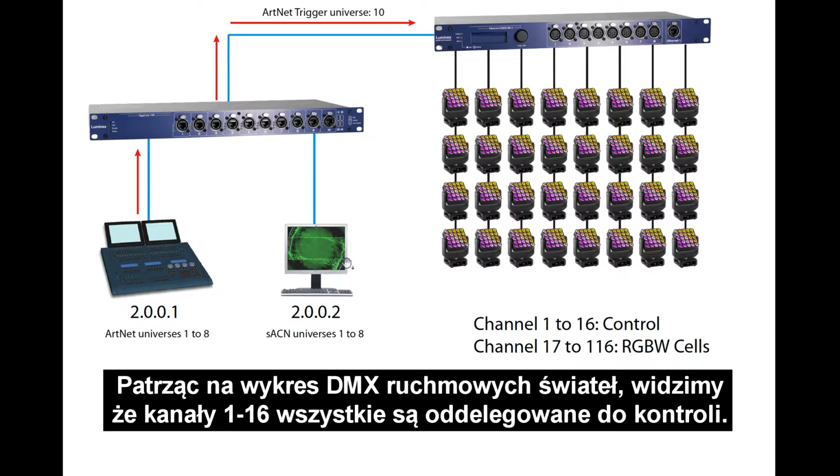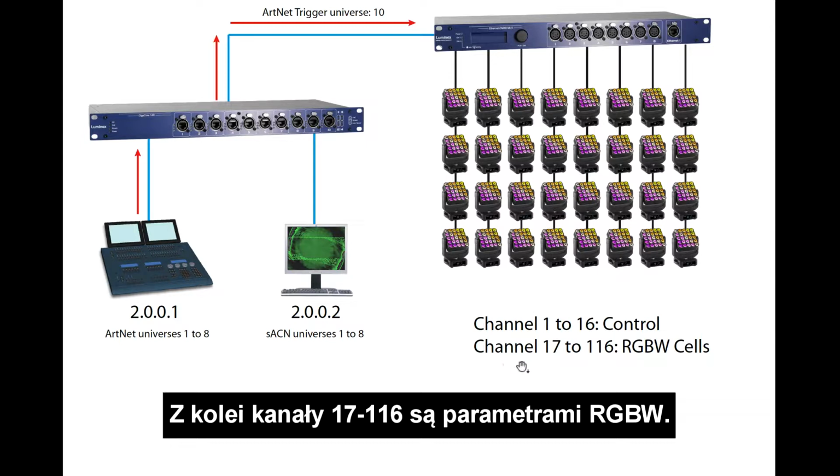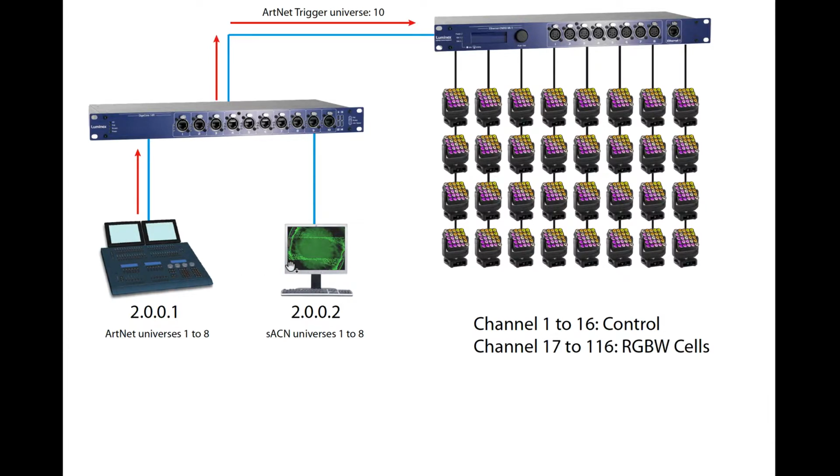By looking at the DMX chart of the moving light, we can see that from channel 1 to 16, all the channels are dedicated to control, such as pan, tilt, beam shape, and so on. And from channel 17 to 116, these are RGBW parameters. The idea, to make it simple, is to patch the RGBW cells into the media server the same way they are patched into the console, what we call a one-to-one patch.